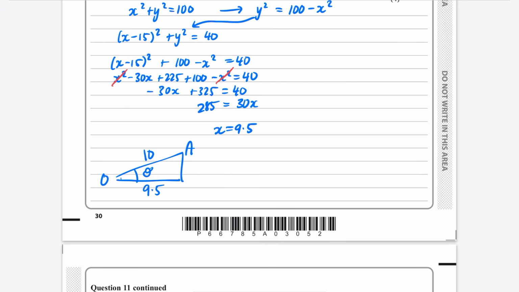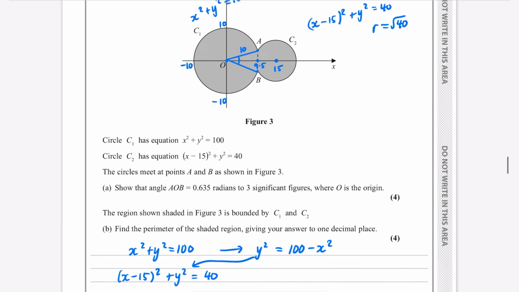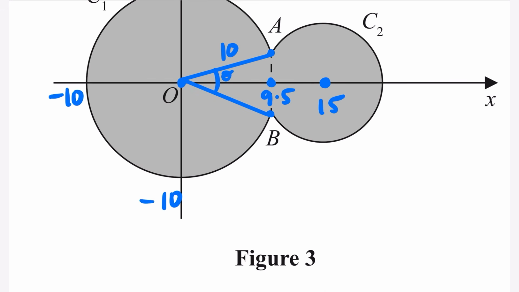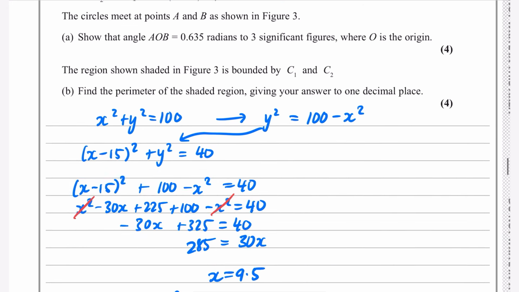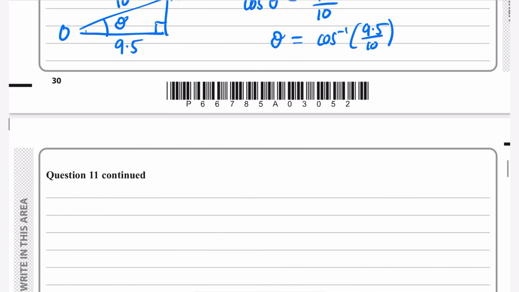So I can use my trigonometry from GCSE. I have the adjacent and the hypotenuse. So cos theta is the adjacent over the hypotenuse. So theta is the inverse cos of 9.5 over 10. Which means the angle that we want, if that top part is theta and we want the whole angle, we're just going to have to do that angle doubled. So angle AOB is that angle doubled. So angle AOB is equal to 2 theta.